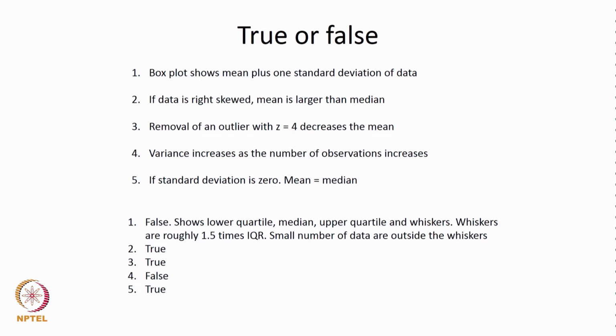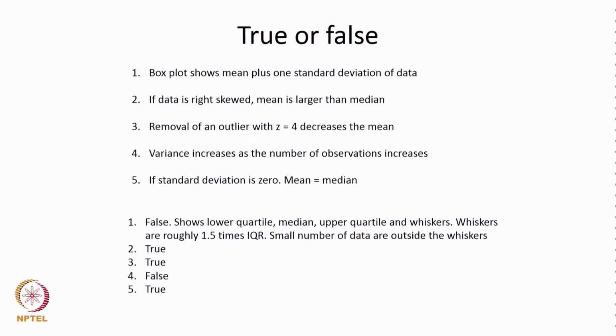Whiskers are roughly 1.5 times the IQR, or interquartile range, which means some data are outside the interquartile range, but a very small number of data are actually even outside the whiskers. If data is right skewed, the mean is larger than the median, the answer is true. We have shown that in an earlier slide in an earlier lecture.